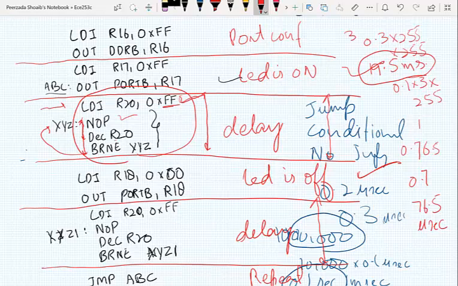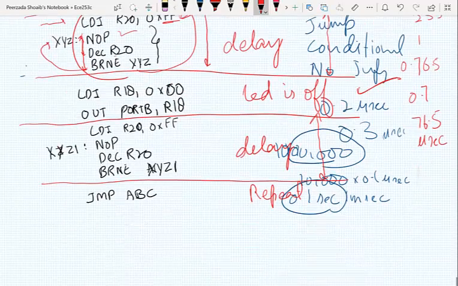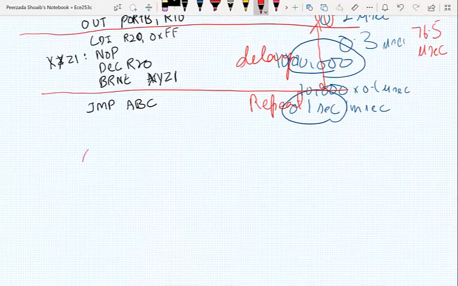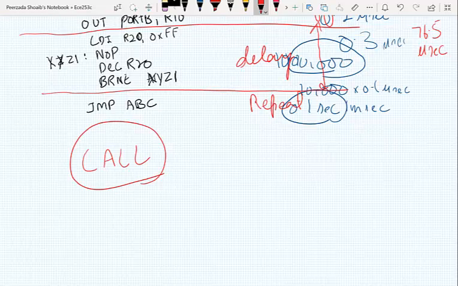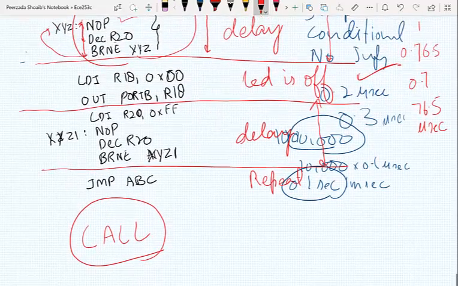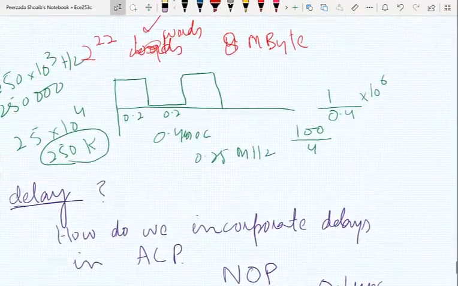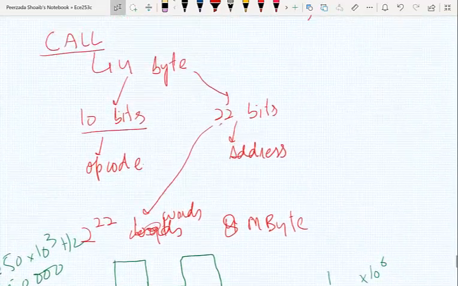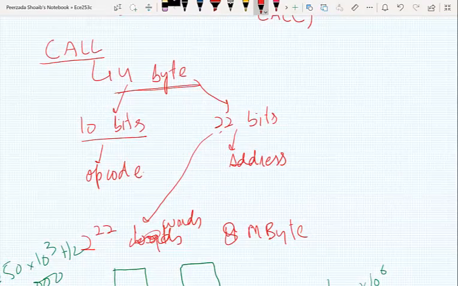Here we are discussing the concept of call instruction. I told you that call instruction is also a type of control transfer instruction, and we have 4 call instructions. We have call, long call, RCALL, ICALL, and EICALL. We'll be discussing each of them in detail. This time we were discussing the simple call, or what we call the long call. It's a 4-byte instruction. 10 bits are used for opcode and 22 bits for address.